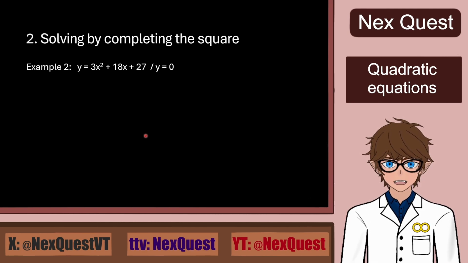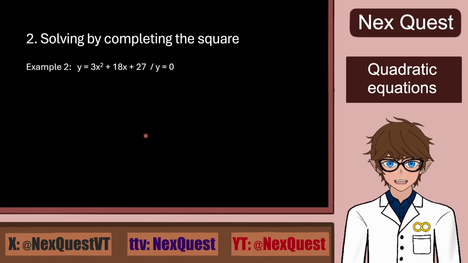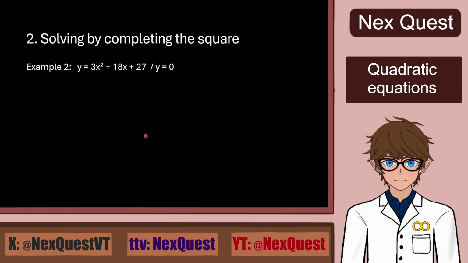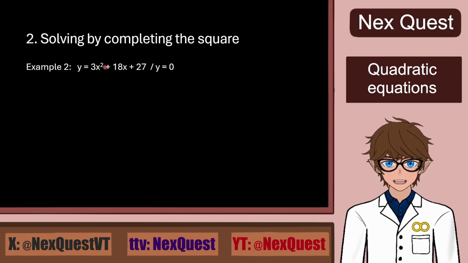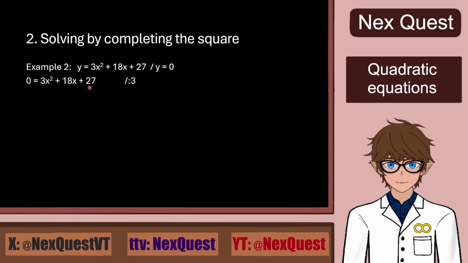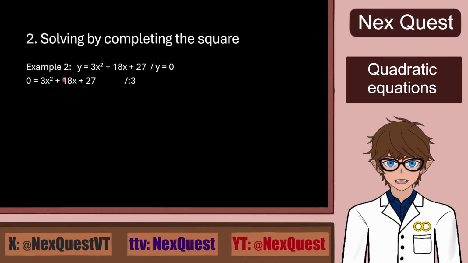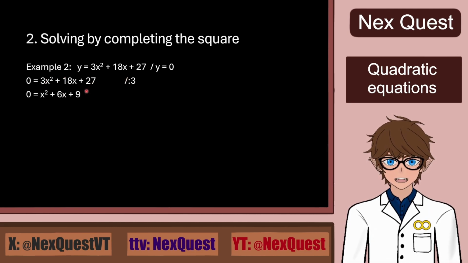Now, example number 2. This one has much higher numbers. y is 3x squared plus 18x plus 27. Now, we can again assume that y is equal to 0 since we're finding the zeros. And now that the left side is equal to 0, we can divide or multiply by any number as long as we don't lose the value of x. So we divide by 3, and we're left with x squared plus 6x plus 9.